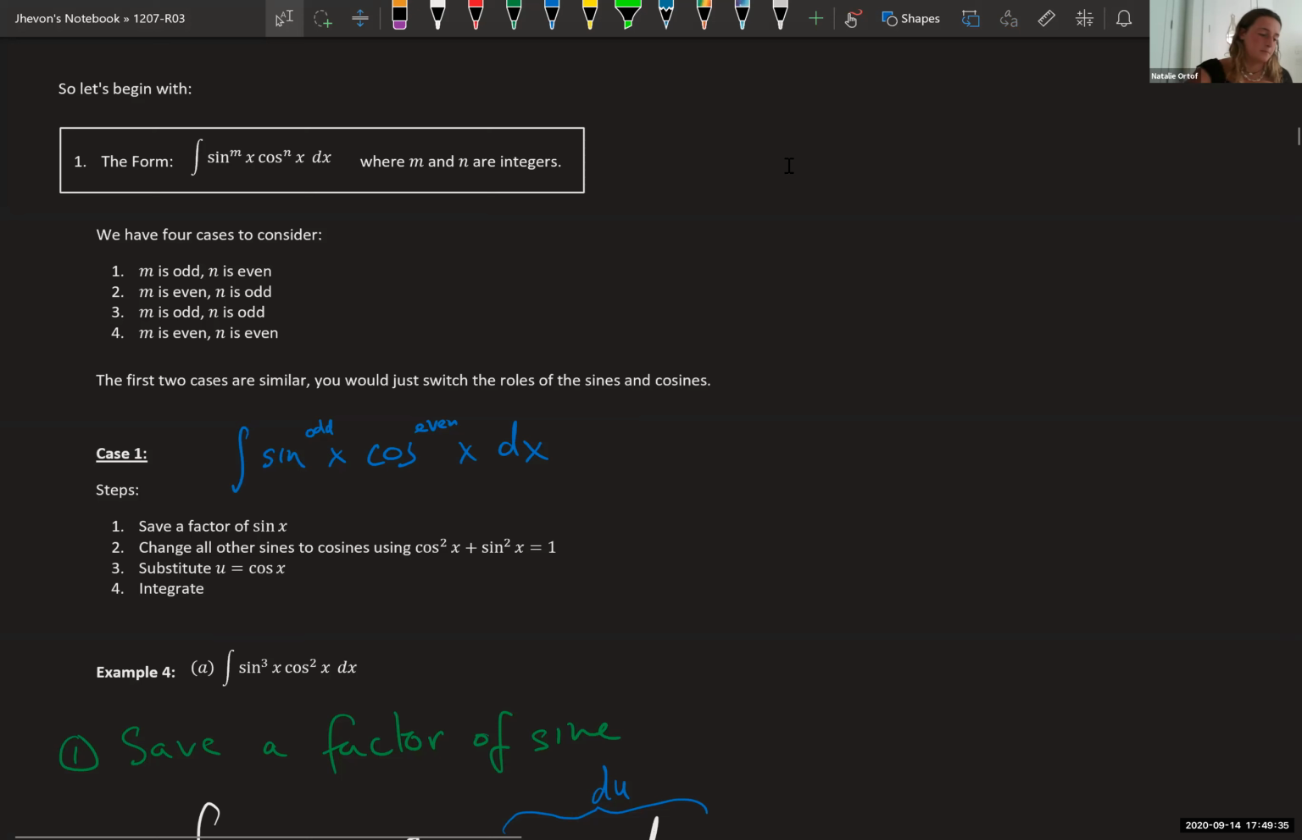Can we still use this process if the power of cosine is larger than sine, but it's still even? Yes, you would use exactly this process. So this makes no attempt to measure who's larger here. It's just if the sine is odd and the cosine is even, this is what you do.